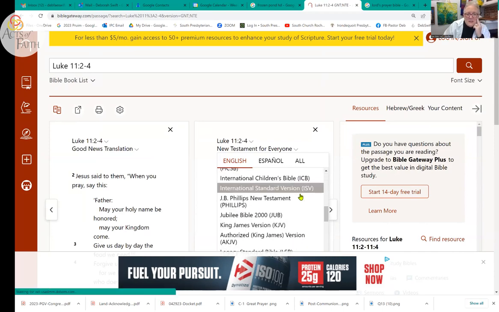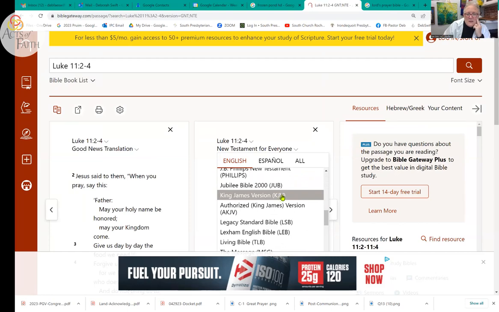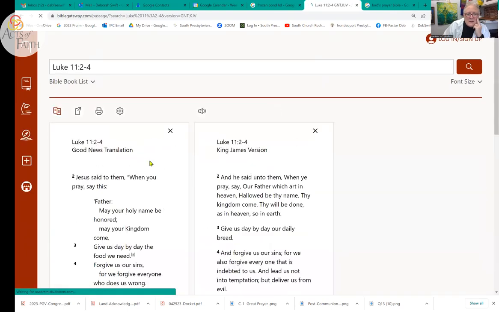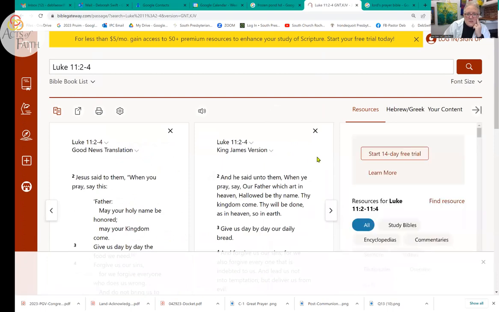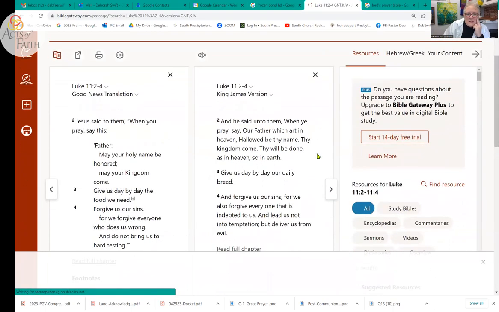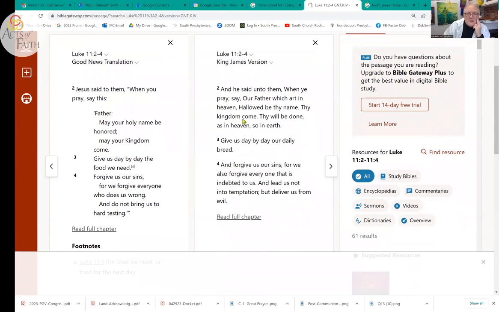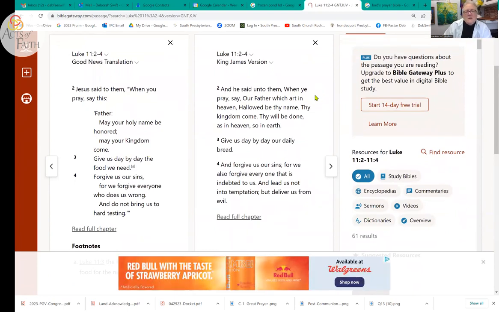So I want to come down here to King James just for a minute. KJV, there we go. And here it is. Here's the Good News Version. Here's the King James Version. The King James Version reads, and you can see the verses kind of read next to each other: "And he said unto them, When ye pray, say, Our Father, which art in heaven, hallowed be thy name. Thy kingdom come, thy will be done, as in heaven, so in earth. Give us day by day our daily bread, and forgive us our sins, for we also forgive everyone that is indebted to us. And lead us not into temptation, but deliver us from evil."